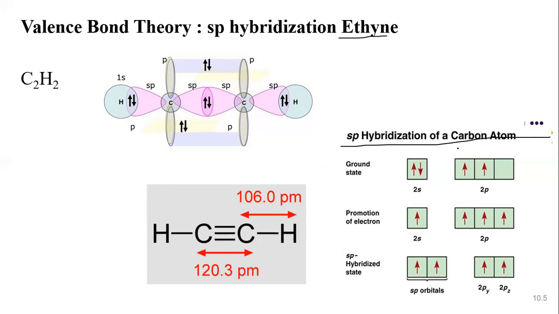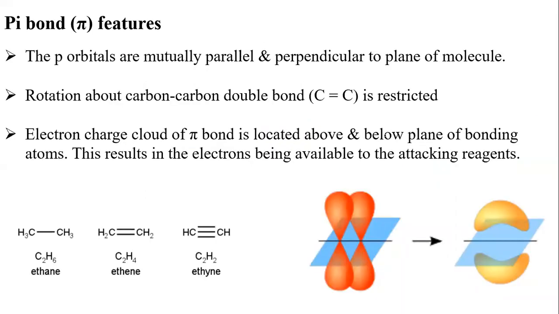So you should be very clear about sigma bond, pi bonding and sp hybridization, which plays a major key role in our valency bonding theory. So what is a pi bond, students? This is a very fundamental approach. Actually, you should learn this in your plus two itself.